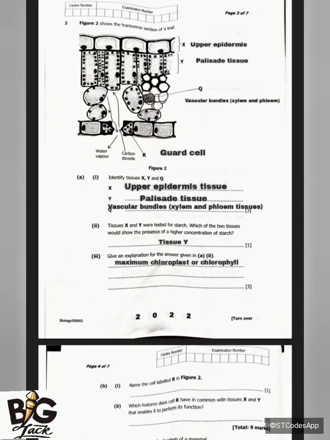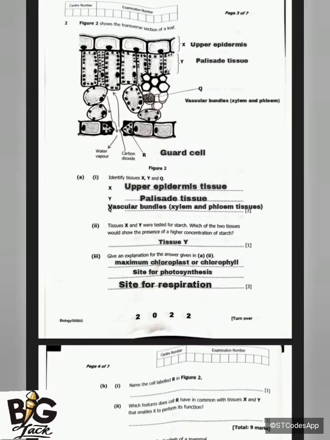Let me repeat again. Here I'm saying the presence of maximum chlorophyll or chloroplast. Then the next one, I'm going to say the site for photosynthesis. Apart from that one, I'm going to say the site for respiration. Those are the answers for question A, Roman numeral 3.